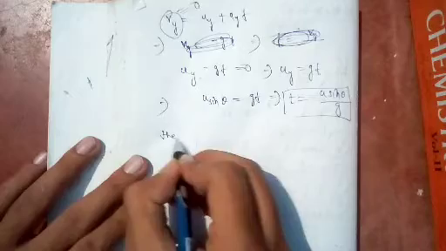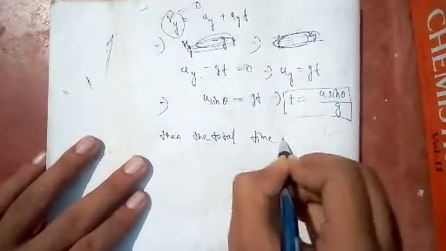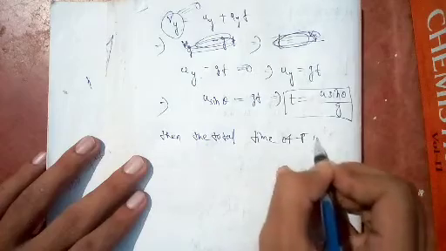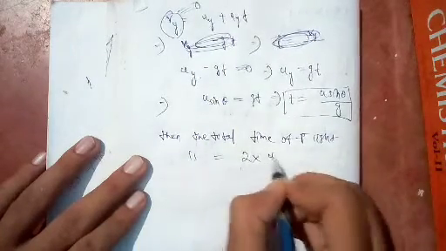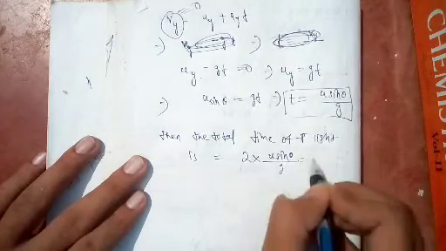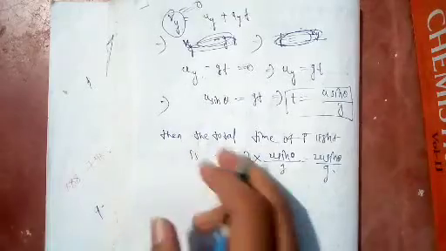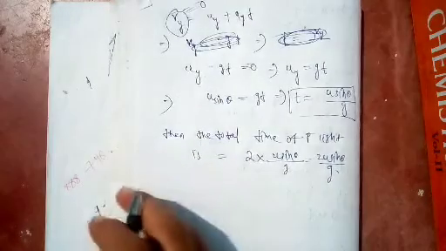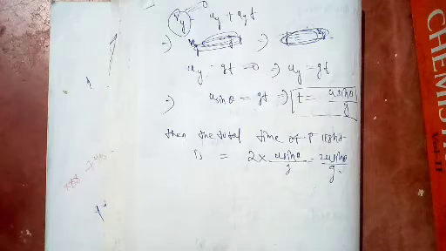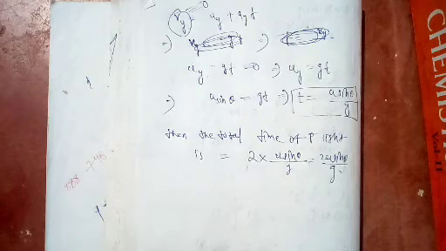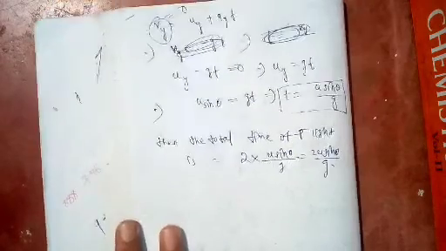Then the total time of flight is 2 into u sin theta upon g, that is 2u sin theta upon g. Why is 2 multiplied with u sin theta upon g? Because again to return from the maximum height to the ground, it also takes t time. Okay, so 2t time, that is 2u sin theta upon g.